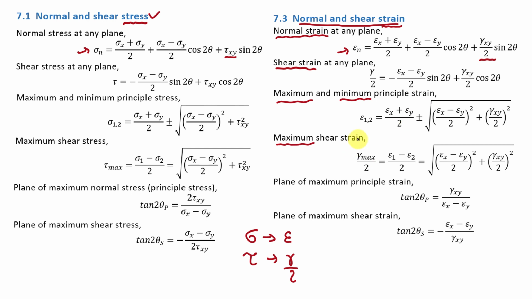Fine. And once you remember these formulas, you will be able to find normal strain and shear strain at any plane. You will be able to find maximum and minimum principal strain from here. You will be able to find maximum shear strain from here. And you can also find plane of maximum principal strain and plane of maximum shear strain from these two equations. Fine.